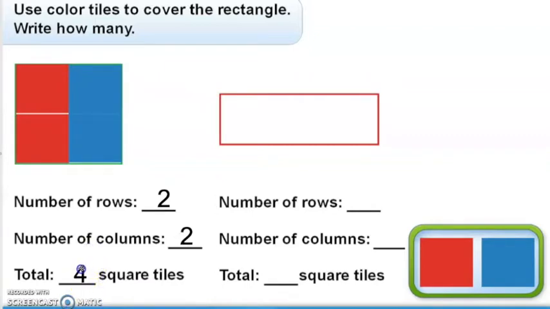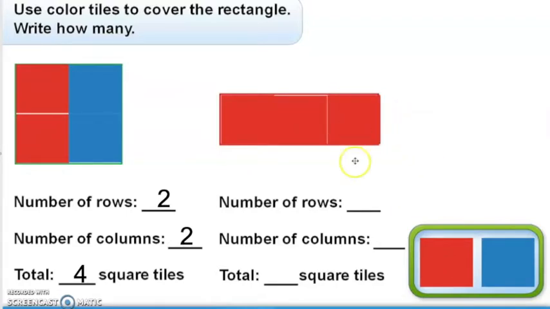Okay, for the next rectangle, I'm going to use one color, and I'm going to show you why in a second. Okay, so there we go. So we covered up our rectangle again. So remember, rows are from side to side. So we have one row, right? And then for the number of columns, we have 1, 2, 3, right? We have 3 columns because each square here would be considered a column.